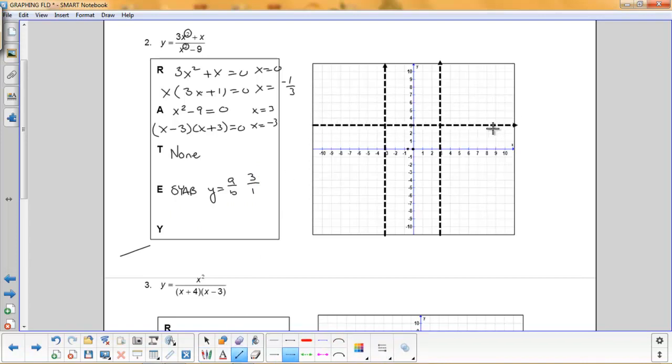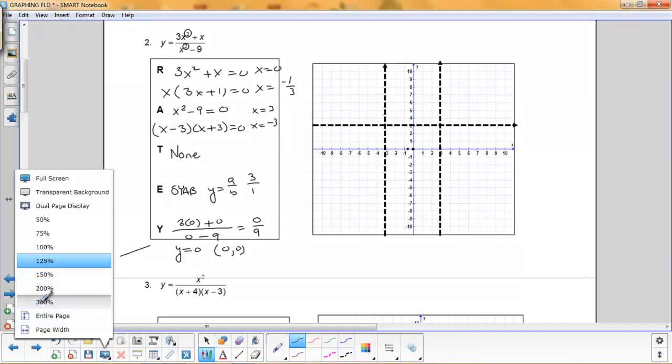And there we go. Now my graph is set except for one very important piece, and that's going to be 3 times 0 plus 0 divided by 0 minus 9. 0 divided by 9 is 0, so my y-intercept is the ordered pair 0, 0. Boom, already there. All right, now I'm going to zoom back in on my graph here.